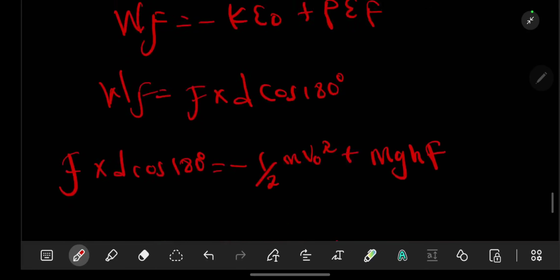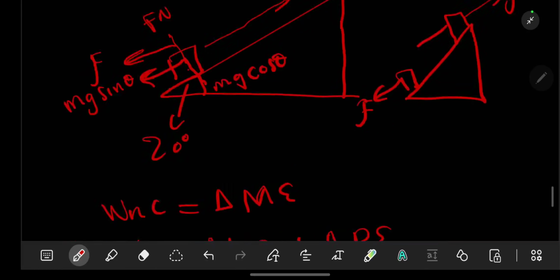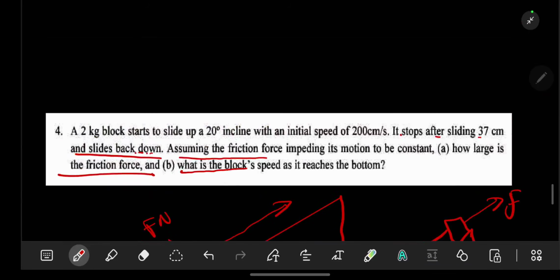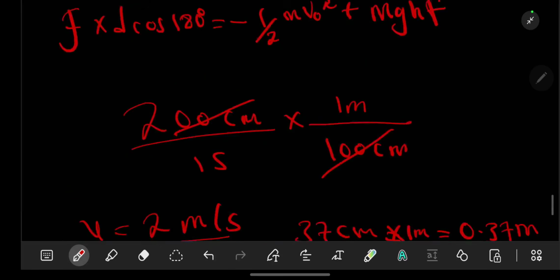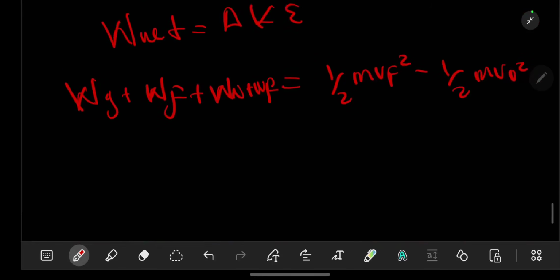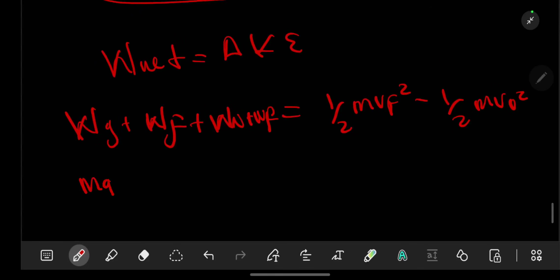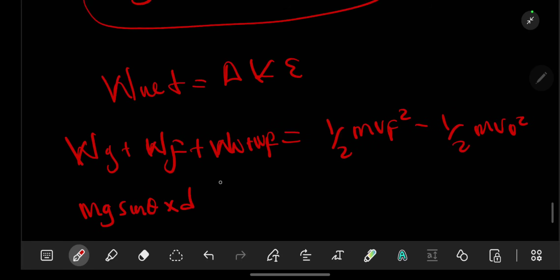So we are told, at what speed as it reaches the bottom. So as it reaches the bottom, it is going down, meaning to say the work done by gravity is positive. And the work done by gravity, if you recall, it's mg sine of theta times the distance. Then we have the work done by the friction, which is the frictional force times d cos of 180 degrees. The work done by the normal is 0. We don't have any force there.